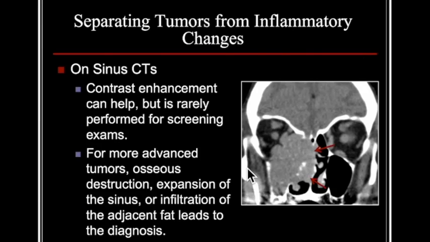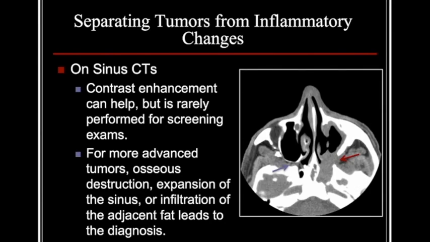Contrast enhancement can help, but it's rarely performed for screening examinations. A tumor like this, where we have destruction of the maxillary sinus, the floor of the orbit, the ethmoid lamina papyracea, it's pushing the extraocular muscles laterally. Obviously, I think that most of us are going to recognize that advancing tumor any day of the week.